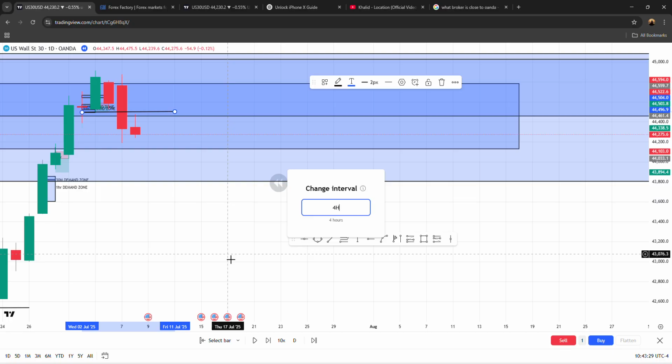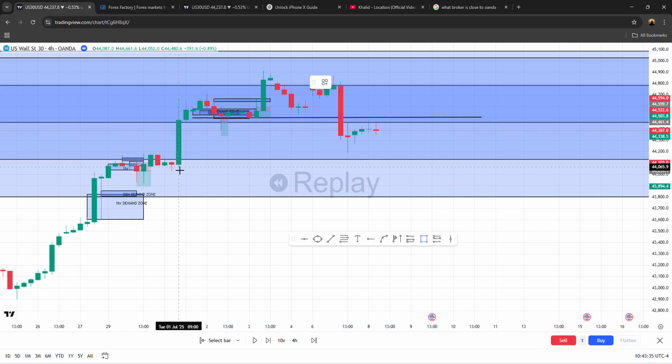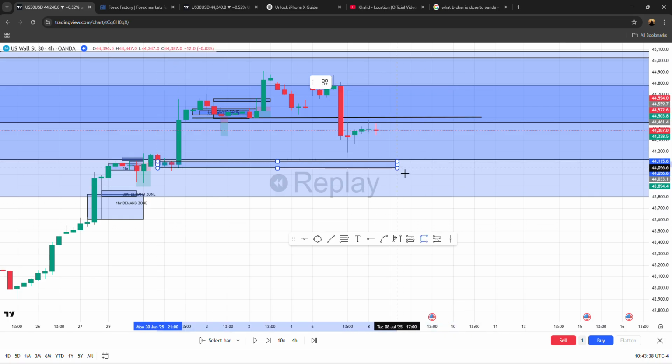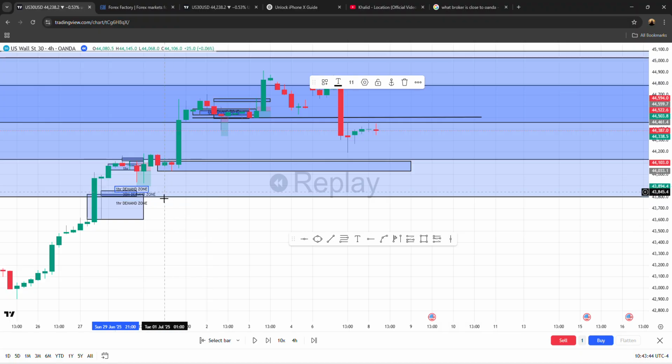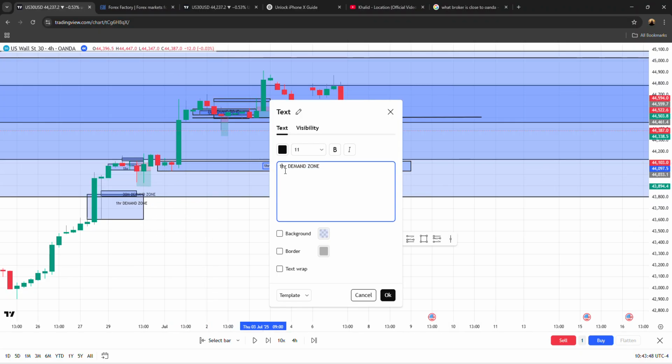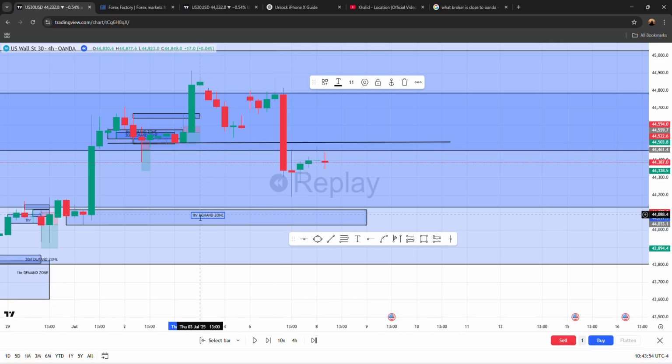So same stuff again, 4 hour. Let's see. Order block is right here. Just always marking out the zones that could probably affect me in the future. So yep, let me do this and edit this. Put it as 4 hour. Mark this as the 4 hour.